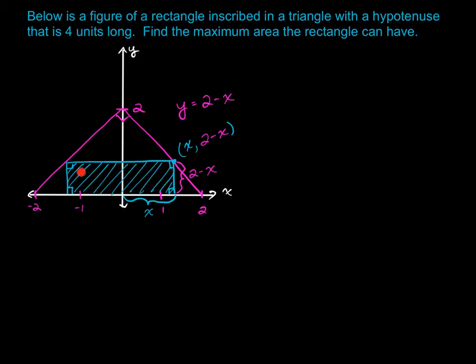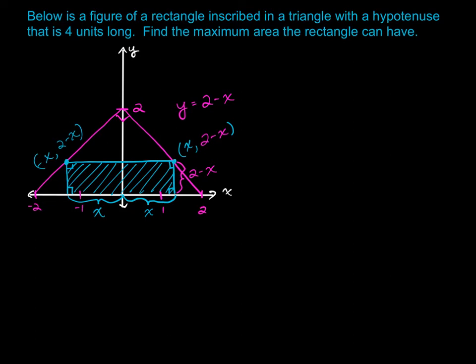If you're trying to find the other half of the area, you also have to go x units to the left. Because of the isosceles nature of this triangle, this point will have the exact opposite x-coordinate as this point. So this point over here would be -x, comma 2 minus x.